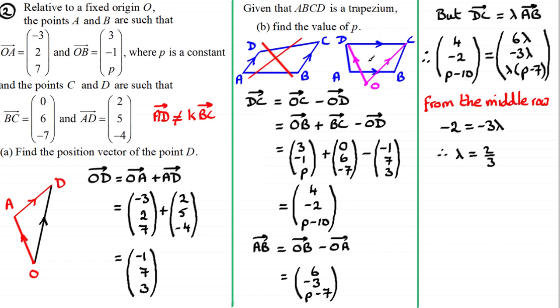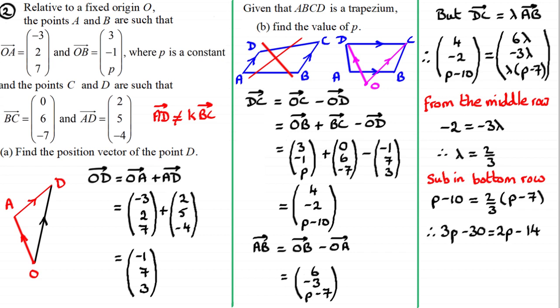Who cares? We drew the wrong diagram there. It doesn't matter, but we did figure out that they were parallel. All I need to do is look at the bottom row. Substitute in the bottom row my value for lambda. I got this equation now. Multiply through by 3 to get rid of that fraction. You should get this result here, and then just rearrange it, and bingo, p equals 16.